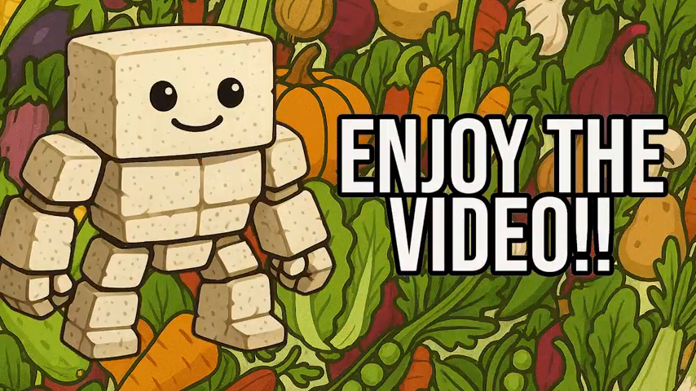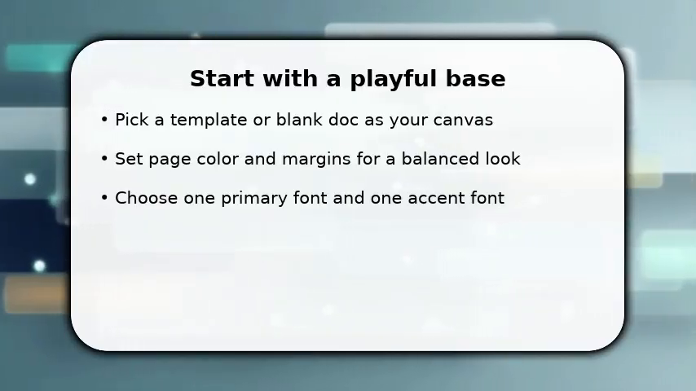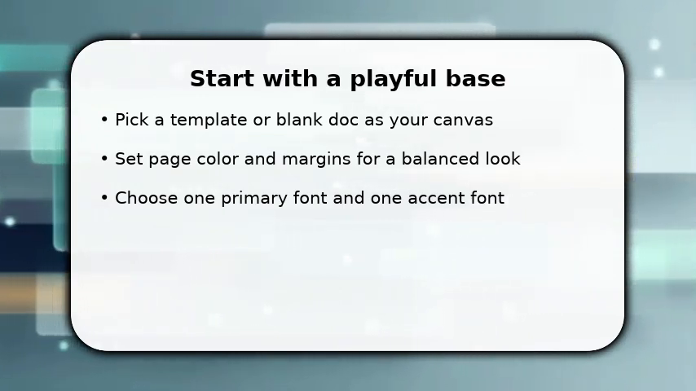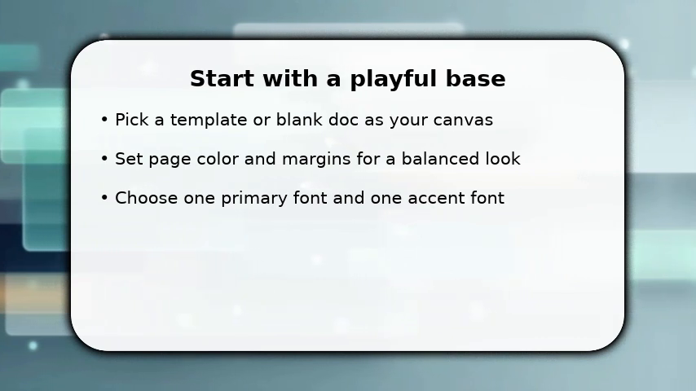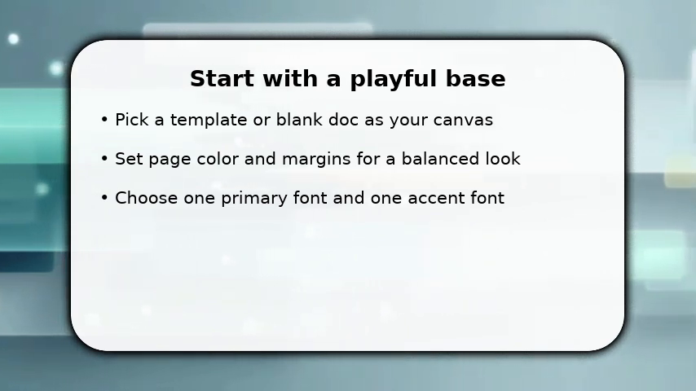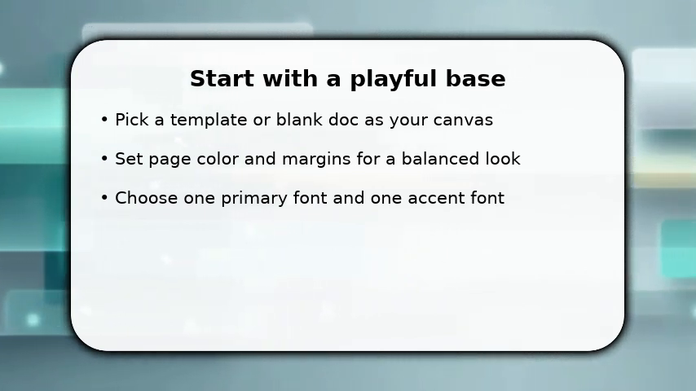Please enjoy the video. You begin by choosing a template or opening a blank doc. This gives you immediate structure to tweak. Set a soft page color and slightly wider margins to create breathing room, and choose a primary font for body text plus a complementary accent font for headings. Once done, adjust line spacing and paragraph spacing so blocks of text feel airy.